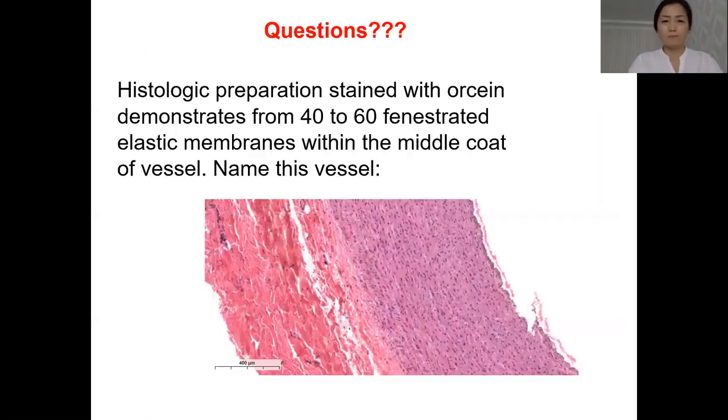And students, as usual, at the end of the lecture, you should try to answer this question. A histological preparation stained with orcein demonstrated from 40 to 60 fenestrated elastic membranes within the middle coat, or middle layer, of a vessel. You should name this vessel.